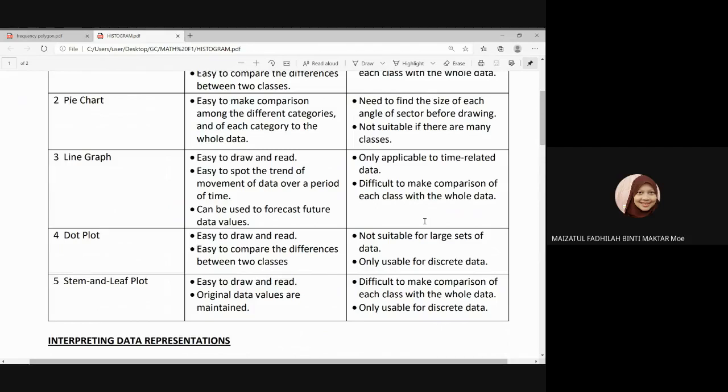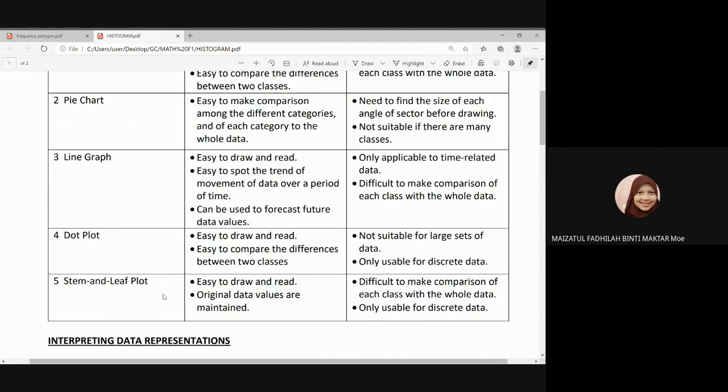The next one is the dot plot. A dot plot is easy to draw and read, and easy to compare the differences between two classes, but it is not suitable for a large set of data and is usable only for discrete data. Remember, discrete data is only whole numbers. If there is a decimal or fraction, it is very hard to use a dot plot.